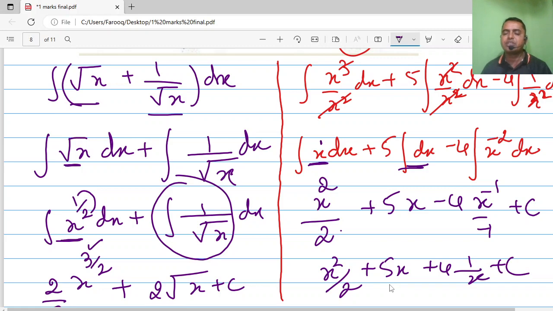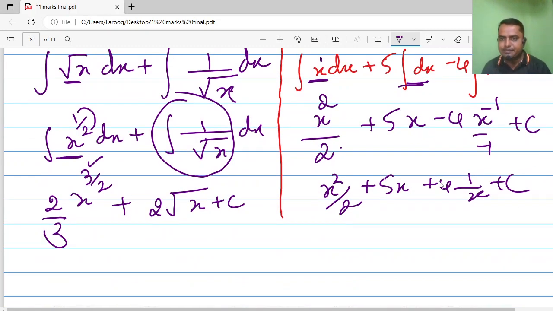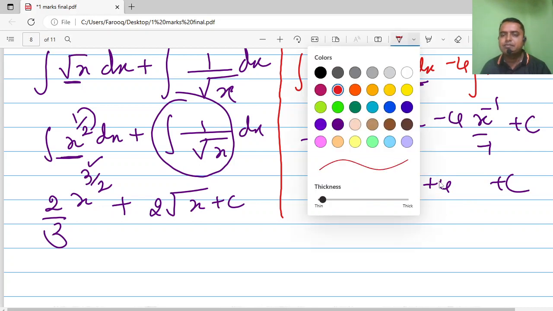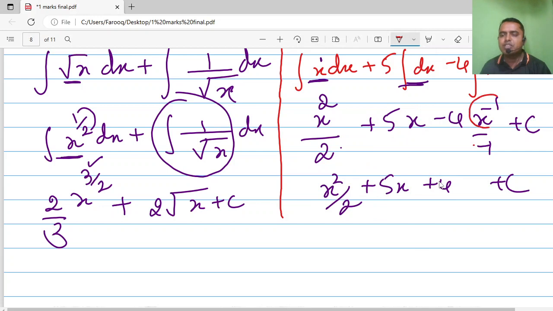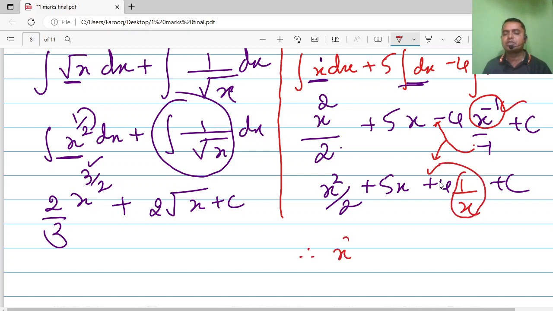So x raised to minus 1 can be written as 1 by x. See here, this one, x raised to minus 1, and this minus into minus is plus. x raised to minus 1 is nothing but 1 by x. Therefore, x square divided by 2 plus 5x plus 4 ones are 4, 4 divided by x plus c. This is the final answer.